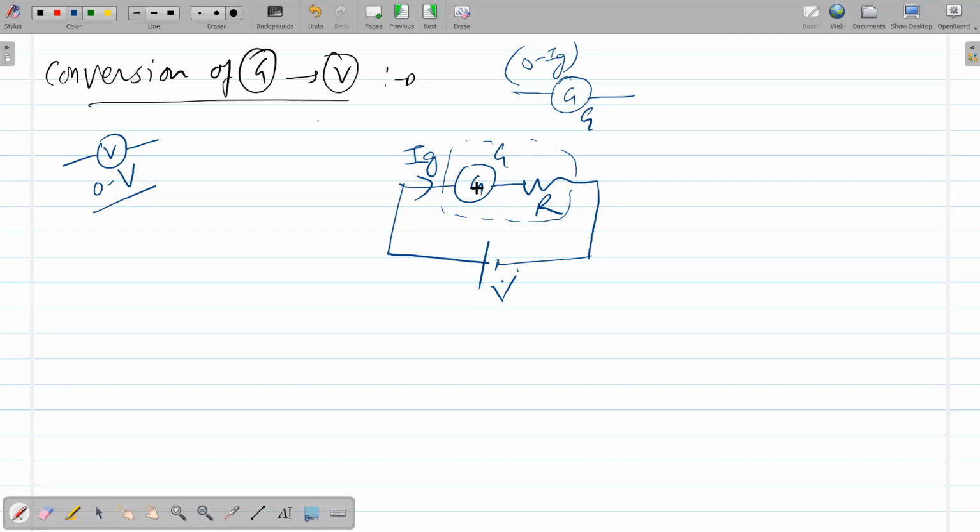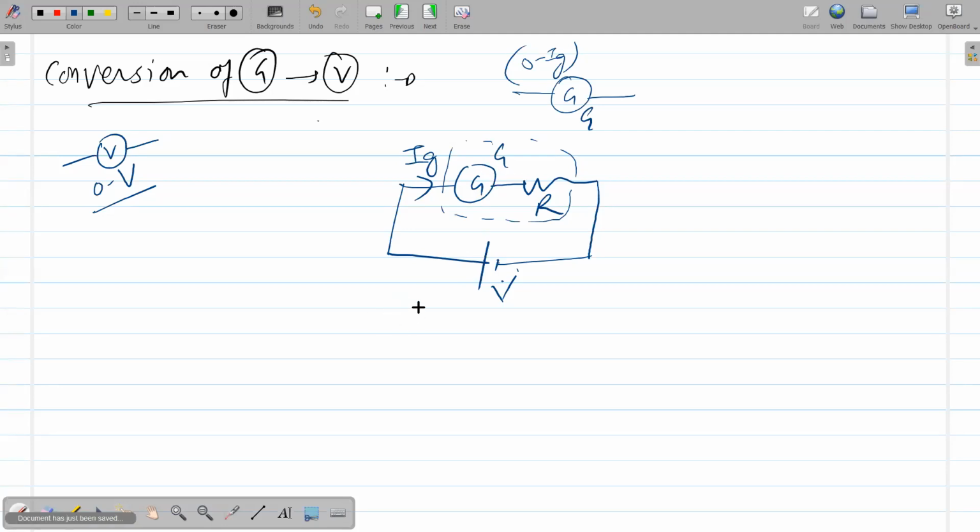So that will mean that now it is ready to measure, because for 50 volt it is giving full deflection. So virtually it will be observed like it is now measuring 50 volt, up to 50 volt. Clear? So this is the concept behind this.